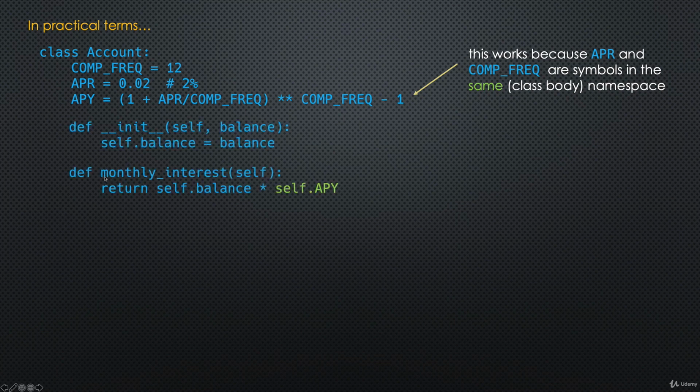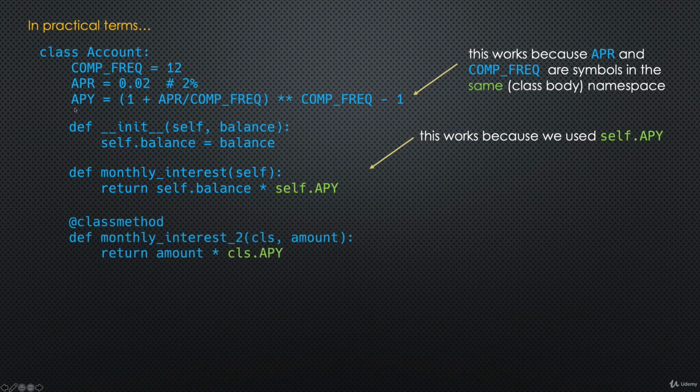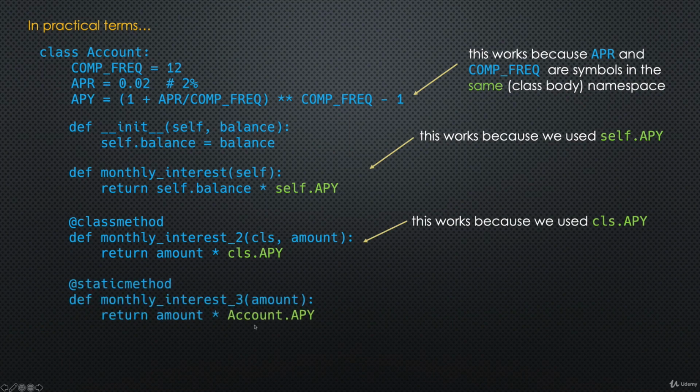Now let's say that we create this instance method and we reference self.apy. Now that works because we use self.apy. Self is looking at the instance of the account, and eventually it's going to find its way back to this APY over here that was defined as a class attribute. Same thing as if we write a class method. Because we specify class.apy, it will know where to find APY. With a static method, we can do it, but now we just have to say account.apy. Again, this works because we tell Python where APY is located, which scope, which namespace it should look in.